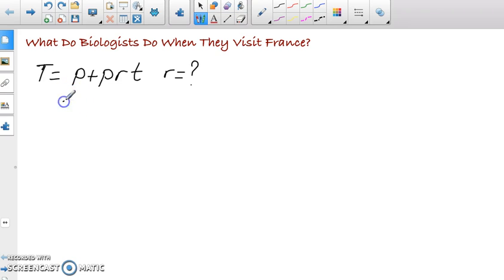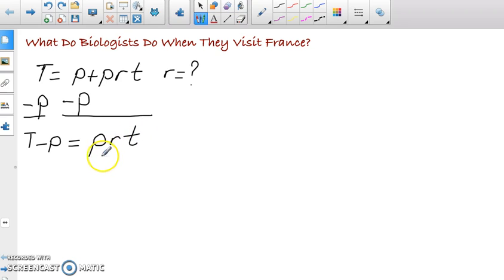We do it on both sides because we know that if we do one thing on one side of the equation, we have to do the same thing on the other side of the equation. So if we do the subtraction, T minus P is going to be equal to PRT, since the P's cancel out. On this side, we still don't have R alone.